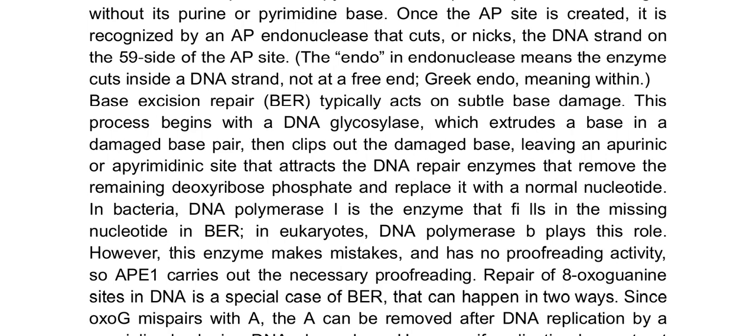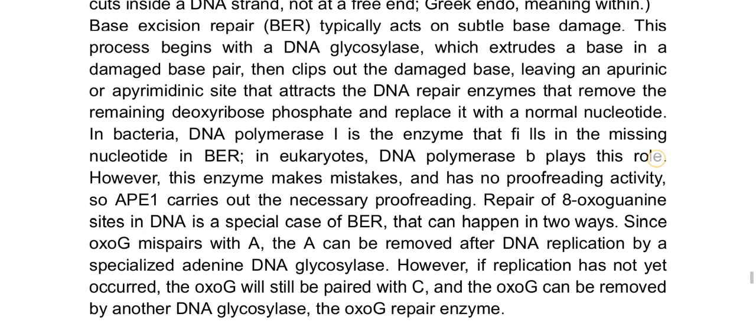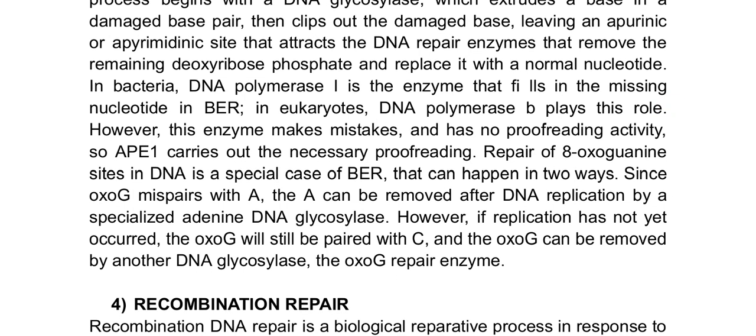Base excision repair typically acts on subtle base damage. This process begins with the DNA glycosylase, which extrudes a base in a damaged base pair, then clips out the damaged base, leaving an apurinic or apyrimidinic site that attracts the DNA repair enzyme that removes the remaining deoxyribose phosphate and replaces it with a normal nucleotide. In bacteria, DNA polymerase I is the enzyme that fills in the missing nucleotide in BER. In eukaryotes, DNA polymerase beta plays this role.